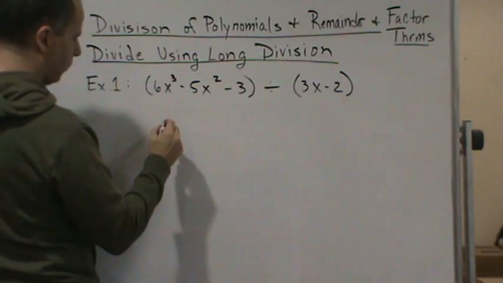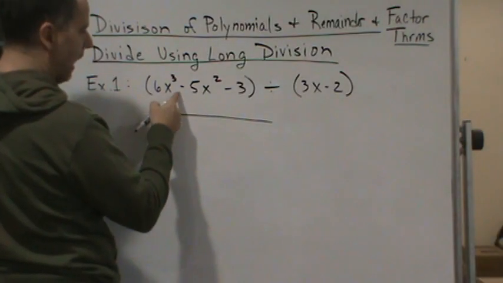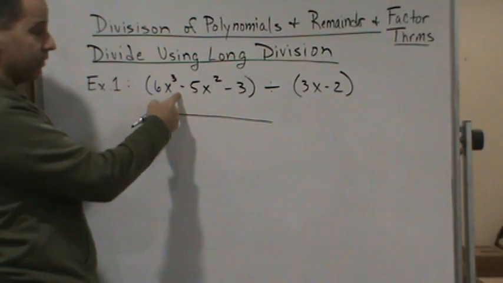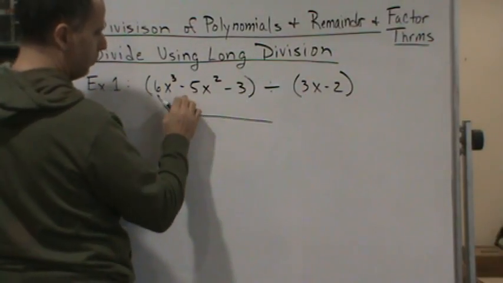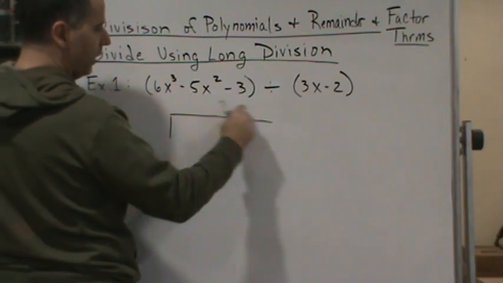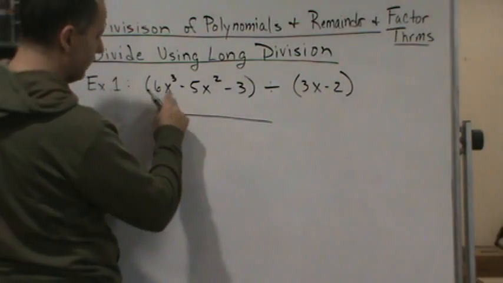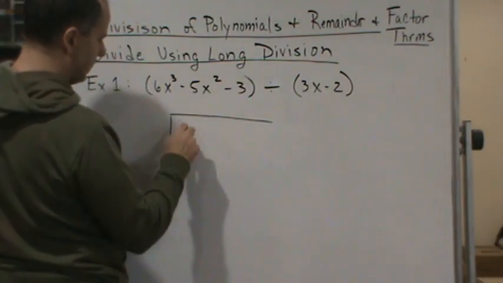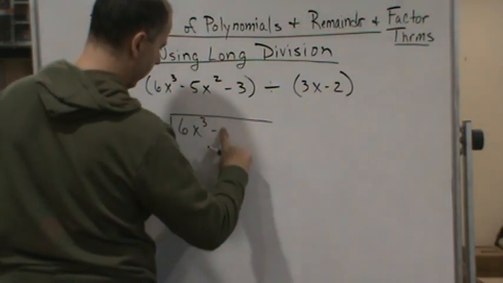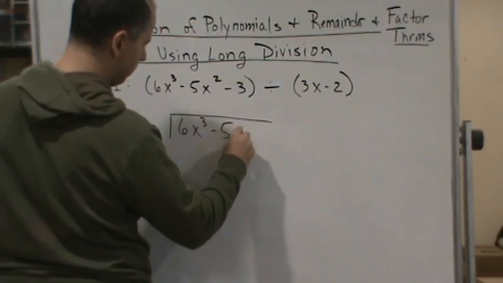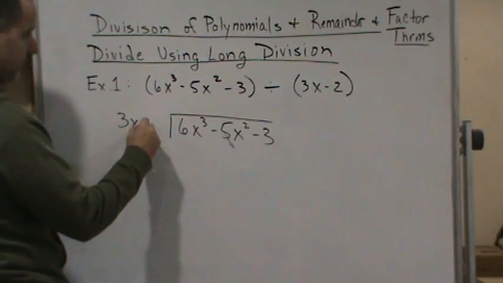So we set it up as a regular division problem. This is the dividend. You probably don't remember this, but the number you're dividing into is called the dividend. The number you're dividing by is called the divisor. So the dividend goes under the division symbol here: 6x cubed minus 5x squared minus 3. And then the divisor goes out front here, so 3x minus 2.